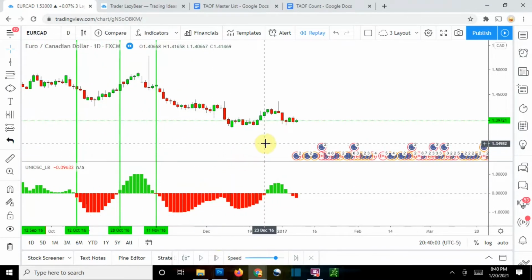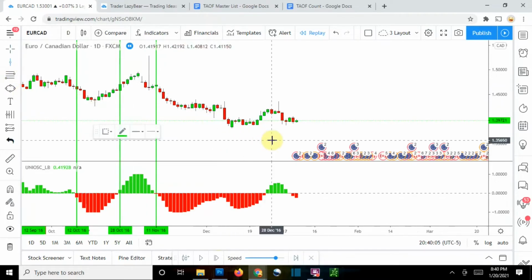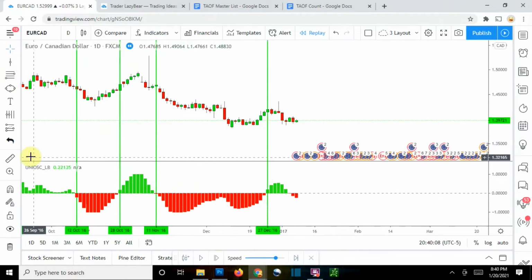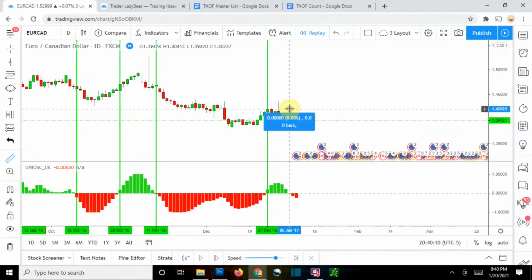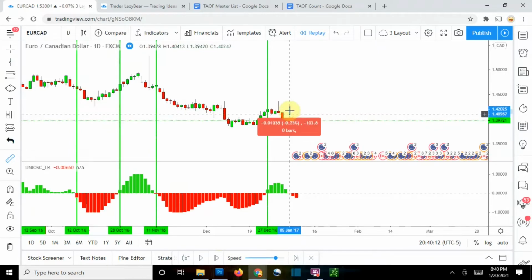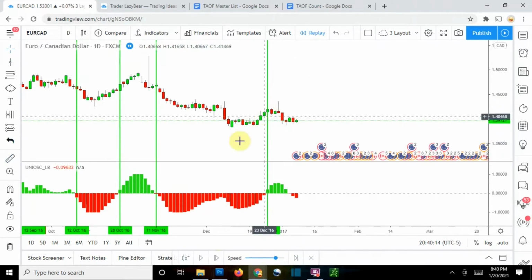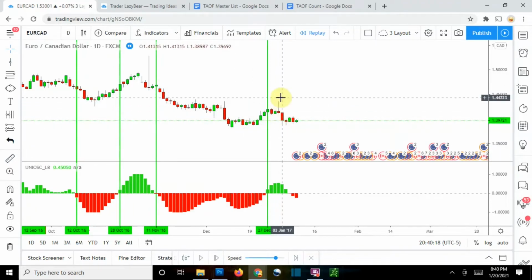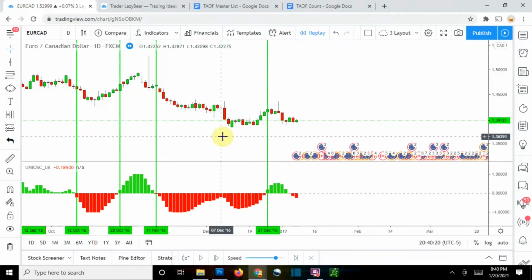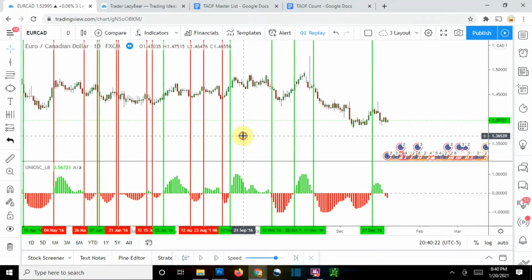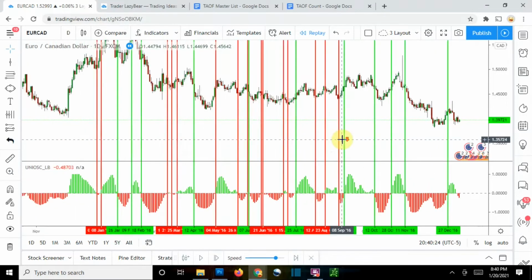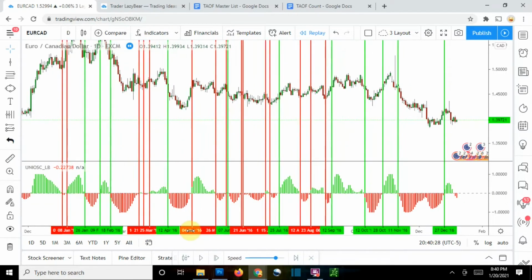We pick up one more signal right here. We may have gotten ourselves to take profit. Let's see, 126. Yep, barely got to take profit on that one. That long wick got us there, and we almost got stopped out to the downside. But there we go. That is Ehlers Universal Oscillator right there.